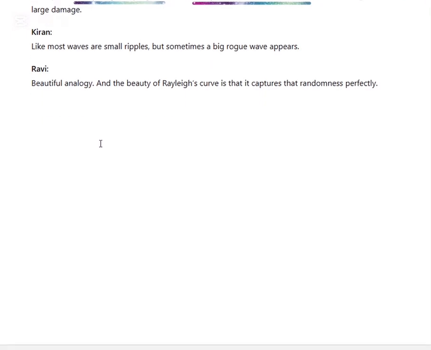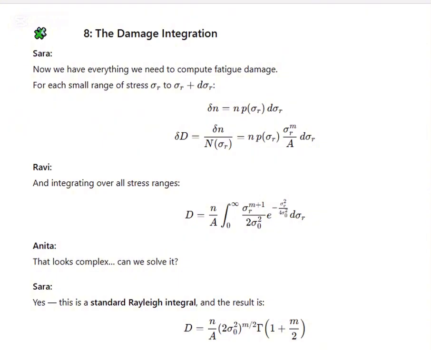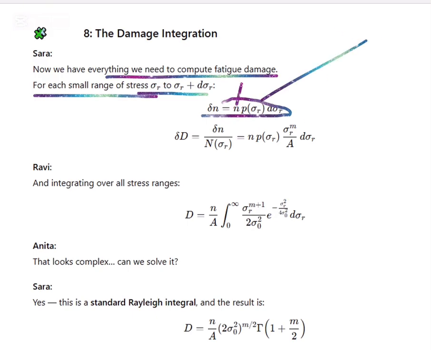Beautiful analogy. And the beauty of the Rayleigh curve is that it captures the randomness perfectly. Now let's calculate the damage integration. Now we have everything we need to compute the fatigue damage for each small range of stress, sigma r to sigma r plus delta r. We know the probability and we know the total number of cycles. For example, a stress range of 20 MPa could happen with, say, 10 percent probability out of 14,400.